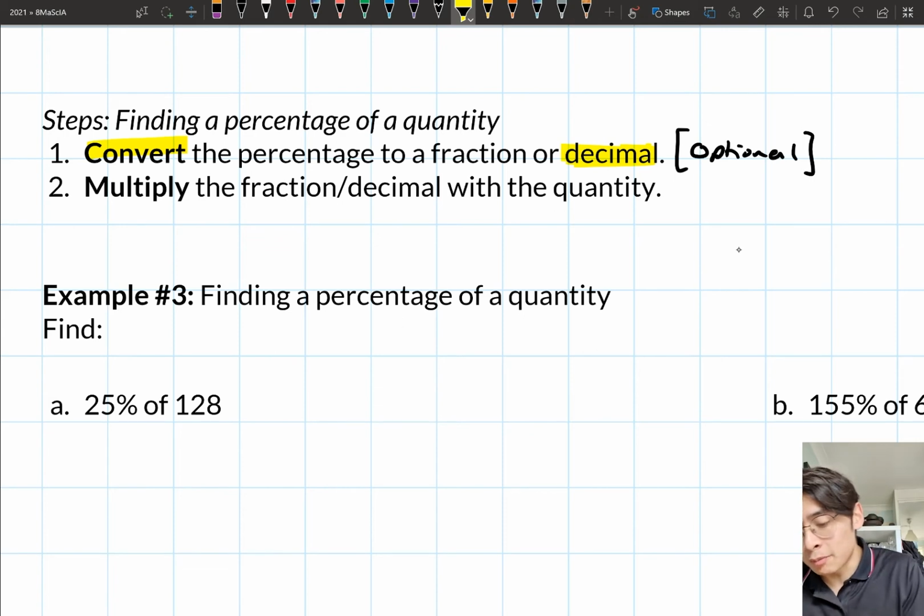Then what we want to do is multiply. The step that we want to do in particular when we're finding a percentage of a quantity is to multiply. We multiply our percentage that we found, so that fraction or decimal if we've converted it, with the quantity.